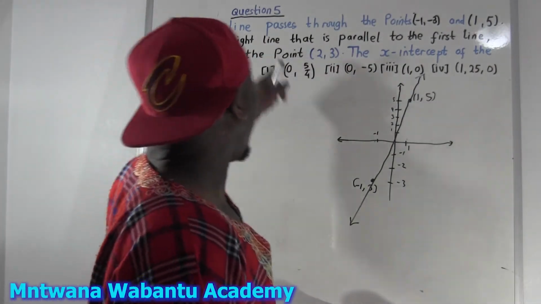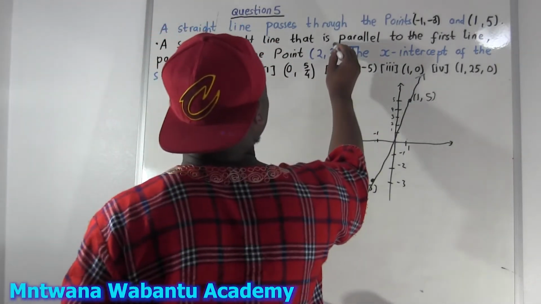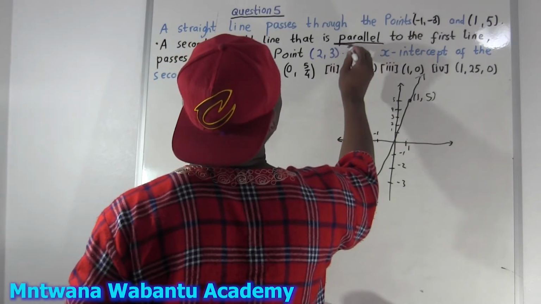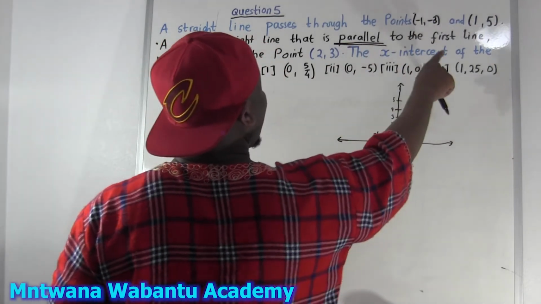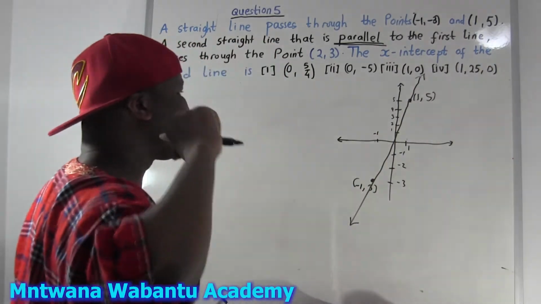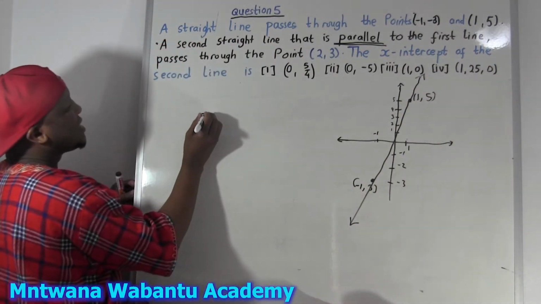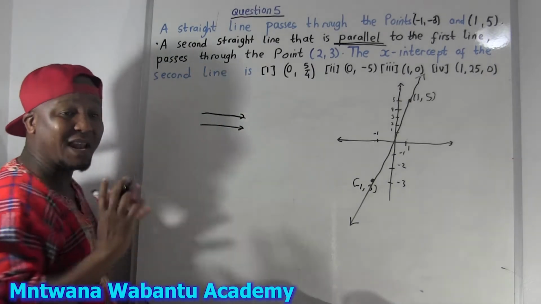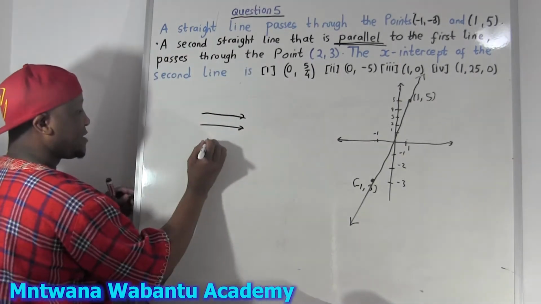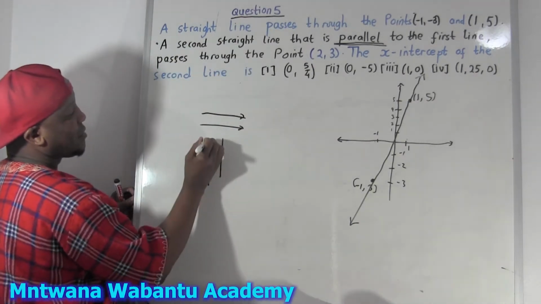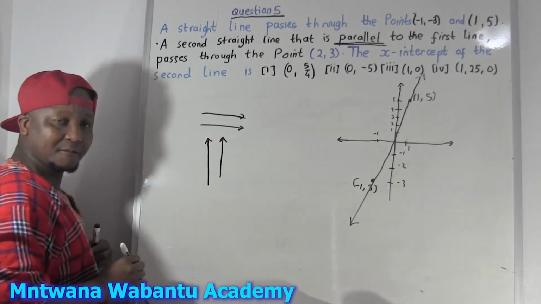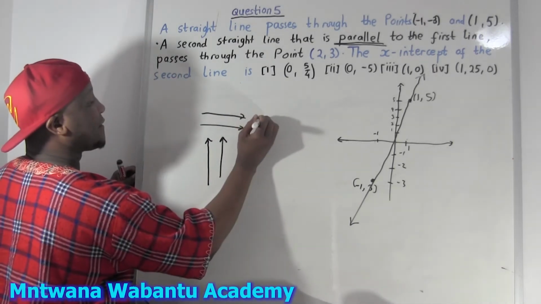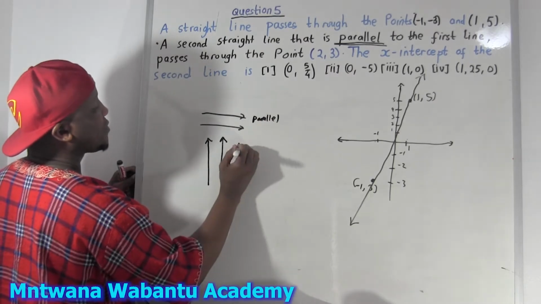Parallel. That is parallel. This is very, very important. Another line that is parallel to the first line. What is parallel? Parallel lines are lines which never meet. You see these two things are parallel because they never meet each other. See this line here? They are parallel because they never meet each other. So these are parallel lines.